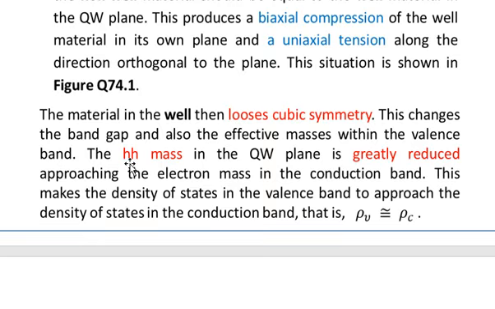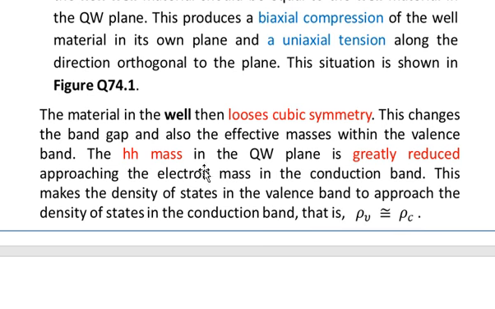So the HH mass in the quantum well plane is greatly reduced, approaching the electron mass in the conduction band. This makes the density of states in the valence band approach the density of states in the conduction band. So that is rho v, the density of states in the valence band, is approximately equal to the density of states in the conduction band.